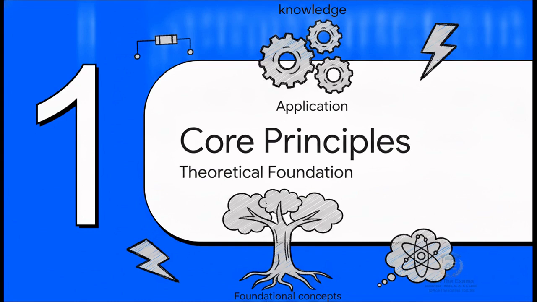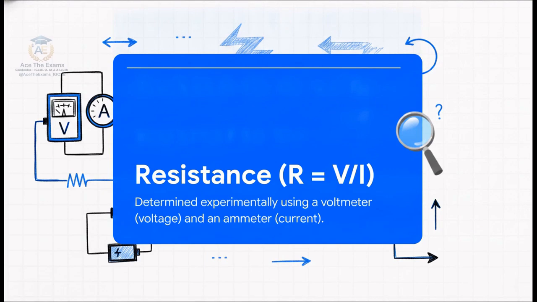That stands for point, evidence, explanation, and link. You make your physics point, you back it up with data evidence, you explain the physical mechanism behind it, and you link it right back to the specific context of the question. Keep that framework in mind as we look at the core principles. Here is your foundational building block.